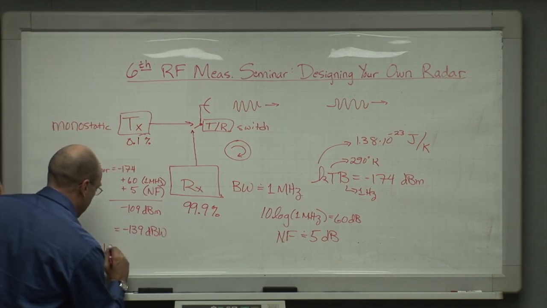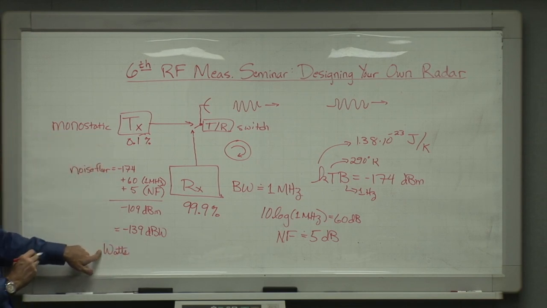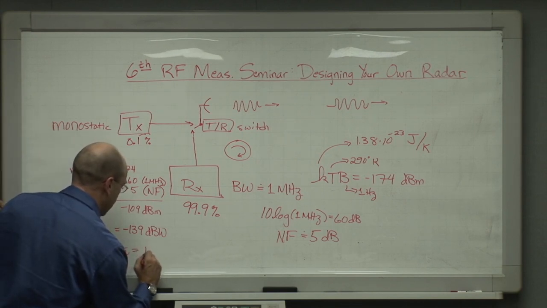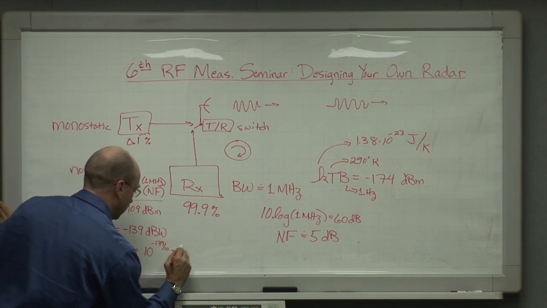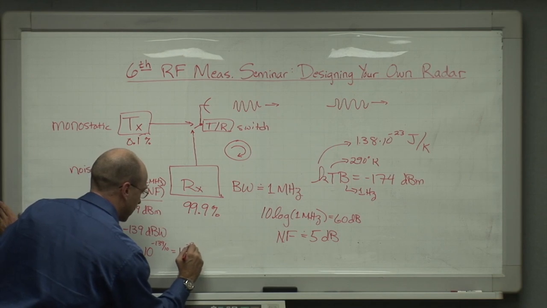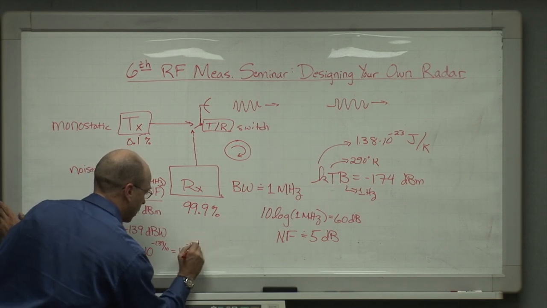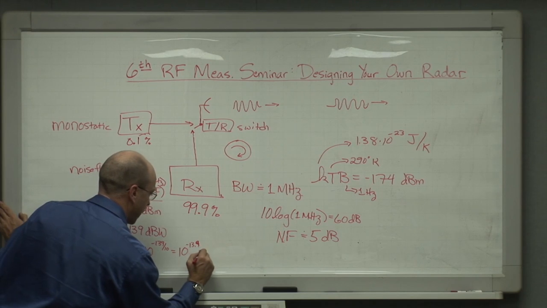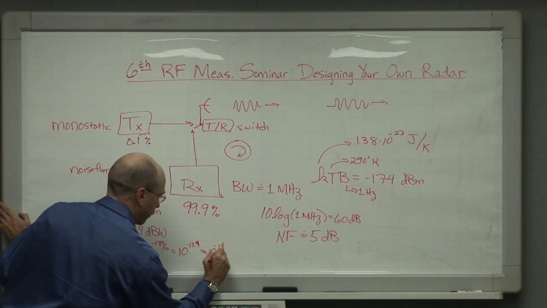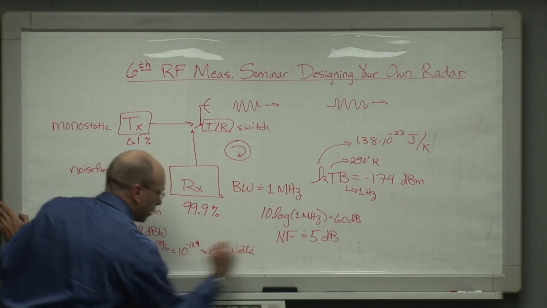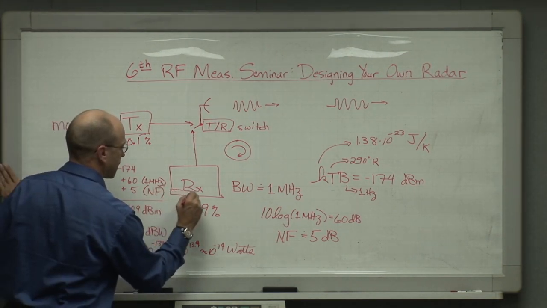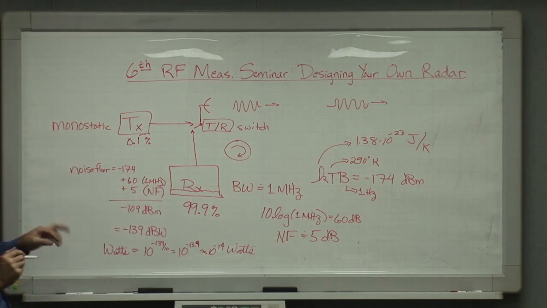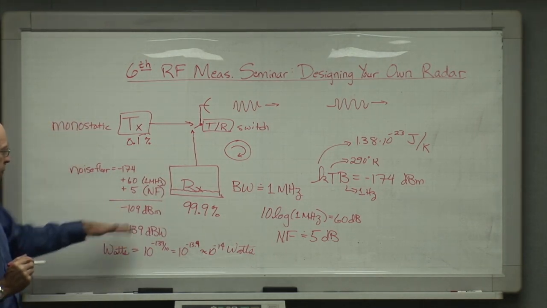And that means that the number of watts for the noise floor of this radar is going to be equal to 10 to the power of minus 139 divided by 10, which is 10 to the minus 13.9, which is basically 10 to the minus 14 watts. That's going to be the actual noise power in this receiver: 10 to the minus 14 watts in that bandwidth with this noise figure.